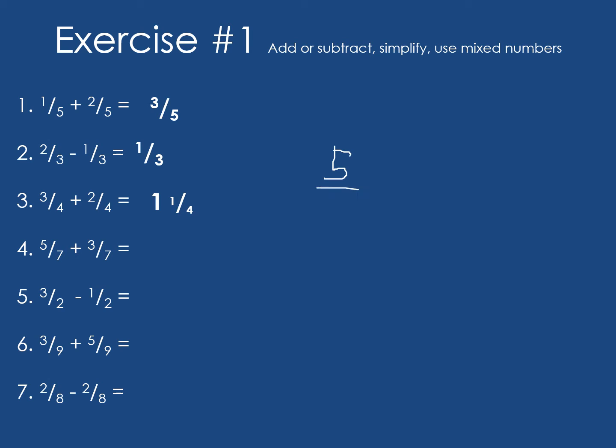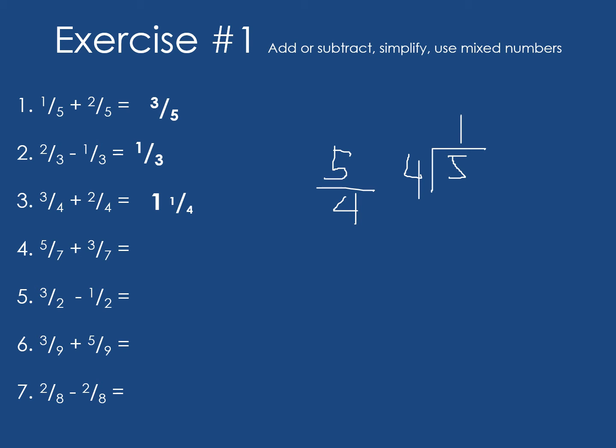5 over, copy the denominator 4. Okay, you have to simplify this one. Since this is an improper fraction, then you have to divide. So 5 divided by 4.